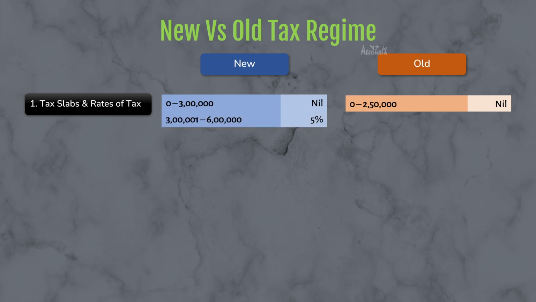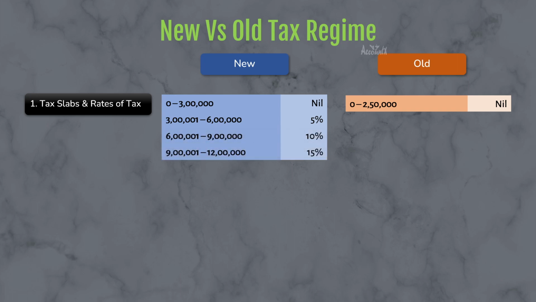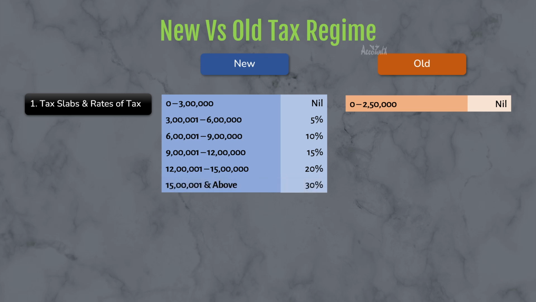Then in new tax regime, if your income is more than 3 lakh and if it is up to 6 lakh, then rate of tax is 5%. After that, for every additional taxable income of 3 lakh, tax rate is going to be incremented by 5% till you reach 15 lakh. Over 15 lakh, the rate of tax is going to remain at 30%. If you observe here, there is no 25% tax rate.